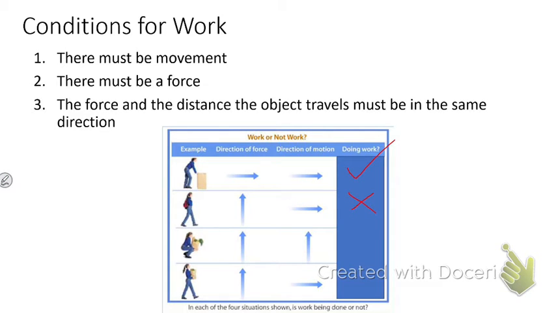Okay, this third example. This person is lifting up a bag of groceries. The bag of groceries is exerting a force downwards, that's the force of gravity. So to move that bag of groceries, this person needs to put energy into lifting it, and they are in the same direction. So do we have work here? Yes, we do, for sure.